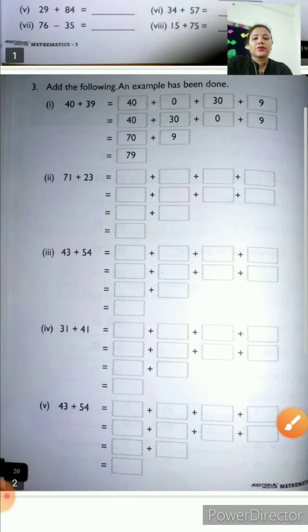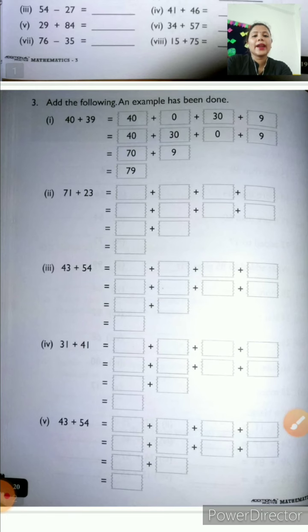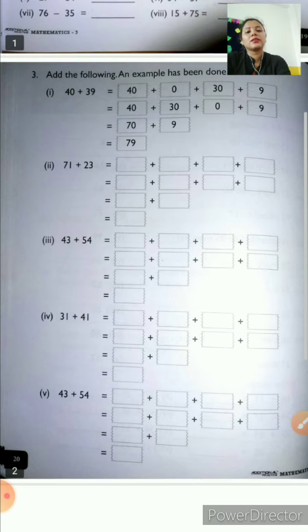Now the next question, question number 3, is add the following. An example has been done. Okay, this is related to your NCERT.